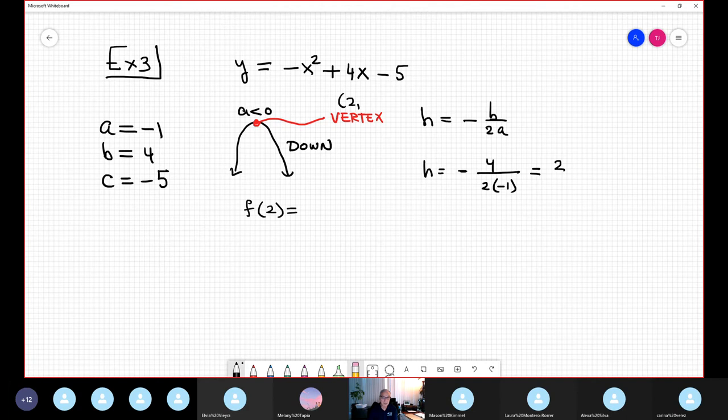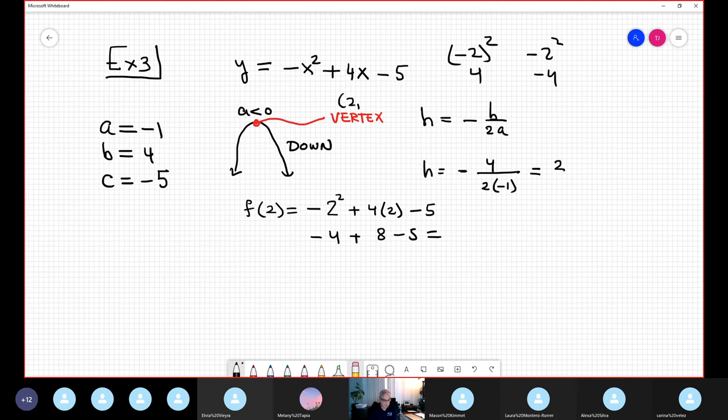It says negative 2 squared, be careful with the sign, plus 4 times 2 minus 5. It's not equal, guys, negative 2 squared and negative 2 squared, because this is a positive 4 and it's a negative 4. I just plug in 2 here, and this minus stays outside the parentheses. So it's negative 4 plus 8 minus 5, so the answer is negative 1, because negative 4 and negative 5 together is negative 9, and positive 8 makes negative 1.